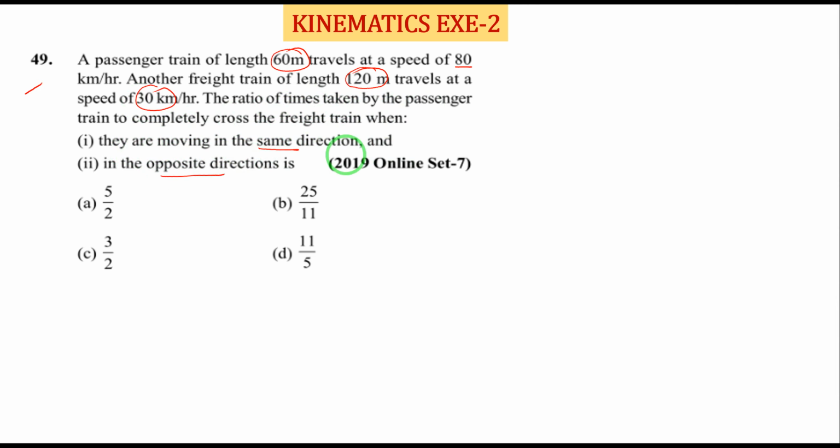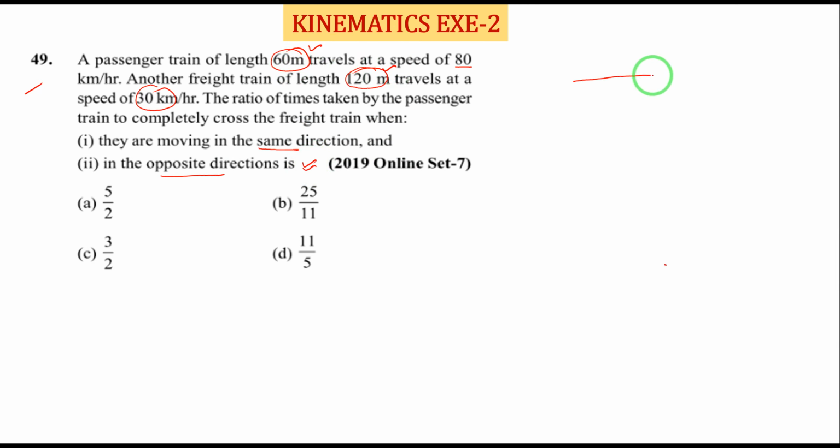So see, this is a case of relative velocity, in which if they are moving in the same direction, their velocities will be subtracted, and if they are moving in opposite directions, their velocities will be added. And how much is the relative distance they have to cover? They have to cover 60 plus 120.